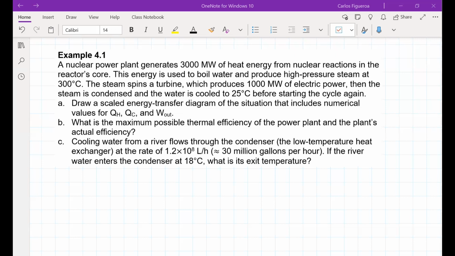A, draw a scaled energy transfer diagram of the situation that includes numerical values for QH, QC, and W out. B, what is the maximum possible thermal efficiency of the power plant and the plant's actual efficiency? And then we'll go to C a little bit later. So let's just do A and B right now.